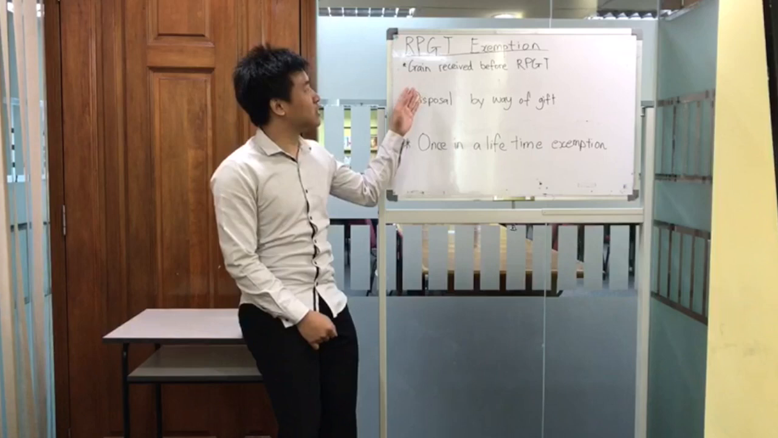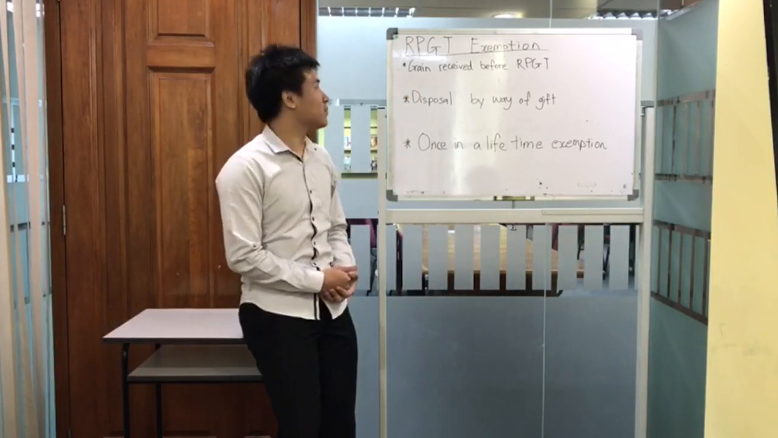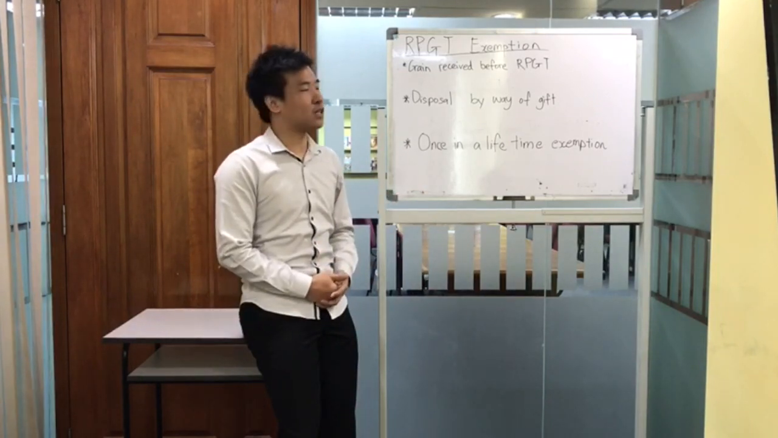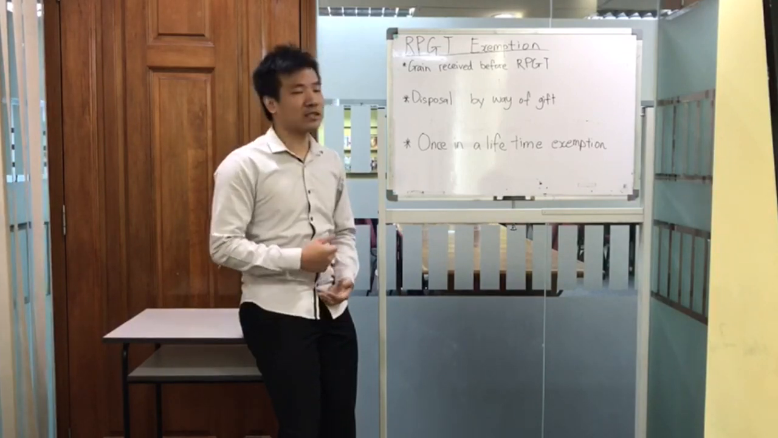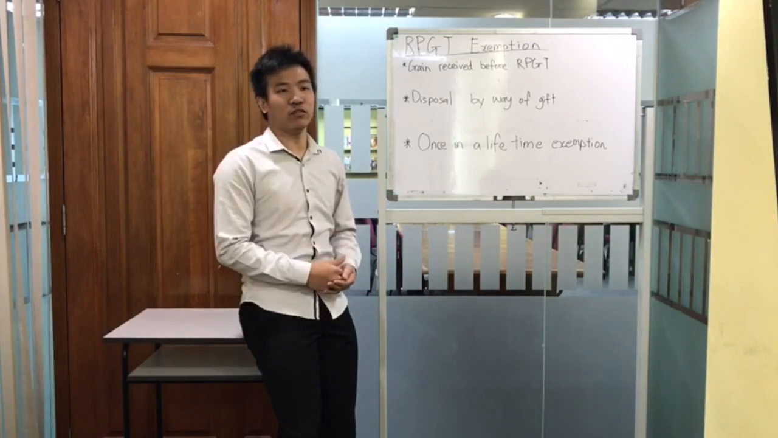So the first exemption is any gain received before the RBGT was enforced. There is another calculation, which is either paying the amount of 10,000 ringgit or 10% of your chargeable gain. Whichever amount is greater will be taxed.